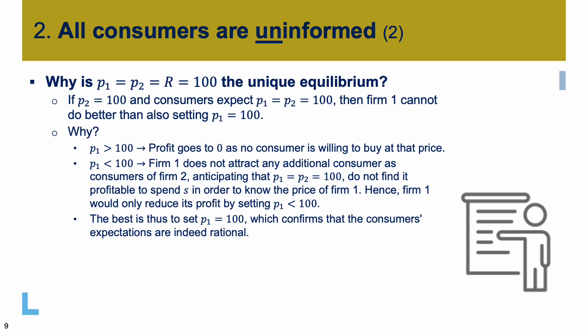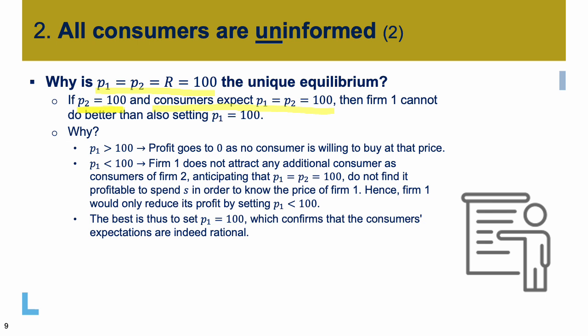Okay, let us now explain why the unique equilibrium in this case is where prices are equal to the maximum price that consumers are willing to pay. So suppose that firm 2 is setting that price of 100, and also suppose that consumers expect that the two prices are equal to 100. So we need to start somewhere, and we assume that this is what the consumers expect. Okay, and this is what firm 2 is doing.